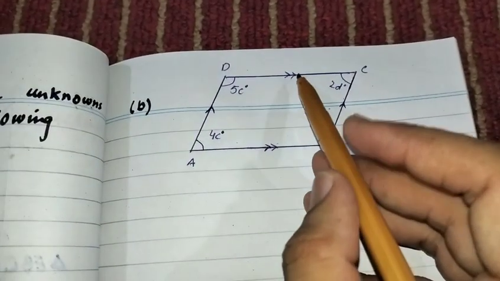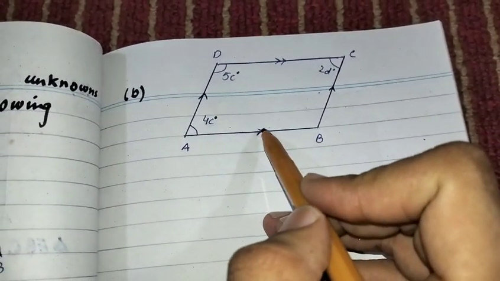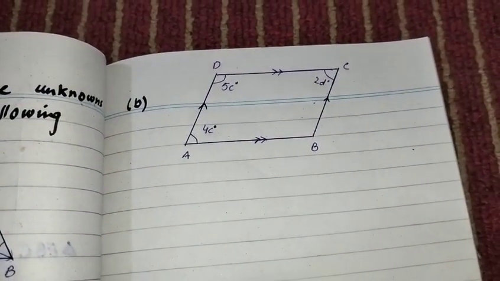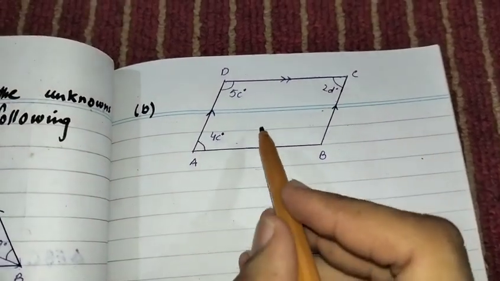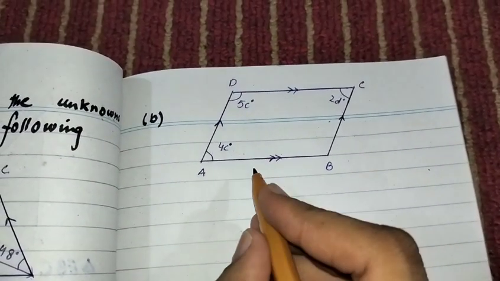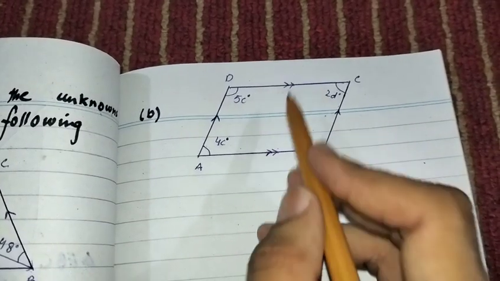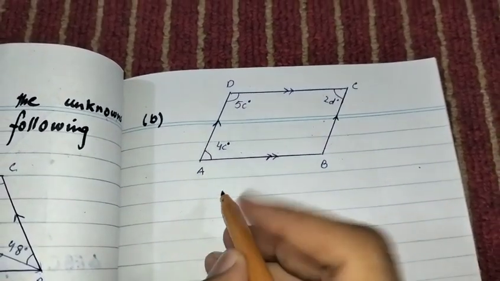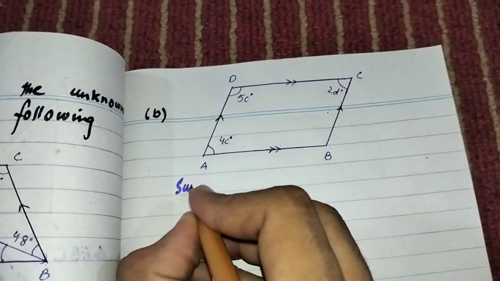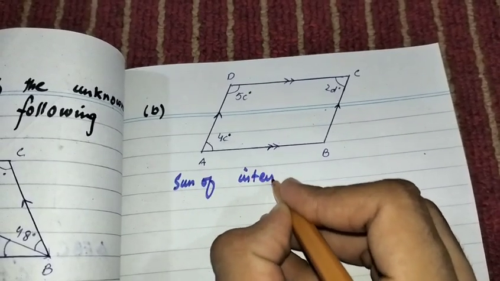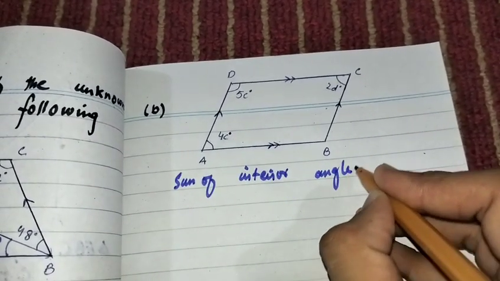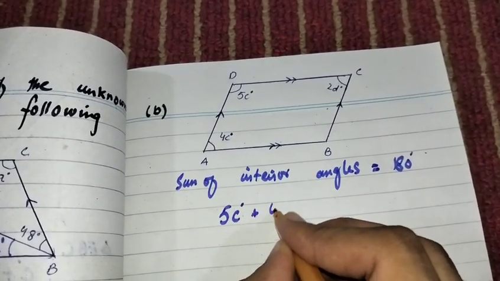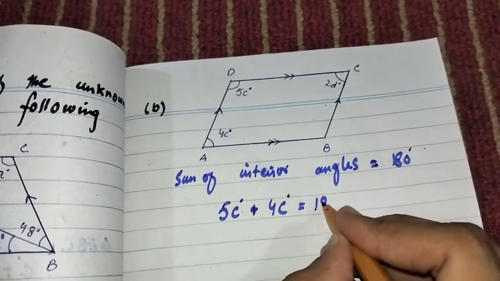In this, look, this line is parallel to this line, as it is a parallelogram. So this line must be parallel to this line, and this line must be parallel to this line. So there is another law, which is of interior angles. When there are two parallel lines and a transversal line on them, these two are the interior angles. The sum of the interior angles is equal to 180 degree, and here the interior angles are 5c degree plus 4c degree. The sum of these two angles must be equal to 180 degree.